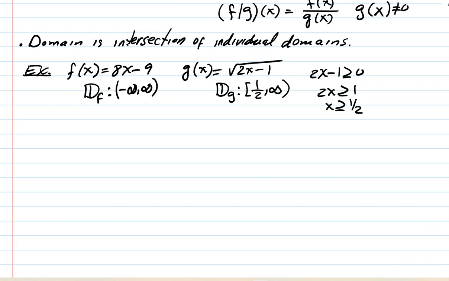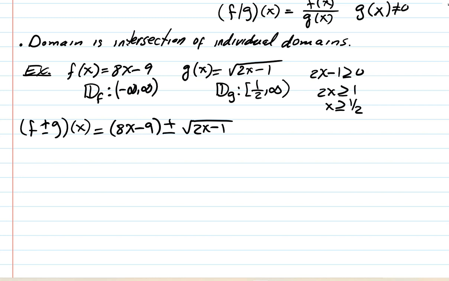There. Now that we have the domains, let's do f plus minus g of x. And I'm doing both. Usually we have either addition or subtraction. I'm doing both. So that's going to be 8x minus 9, and then you either add or subtract depending on what we want to do, the square root of 2x minus 1. And of course you have a polynomial and you have a radical function. They're not like terms, so they do not combine. That's why I did it with a plus minus.